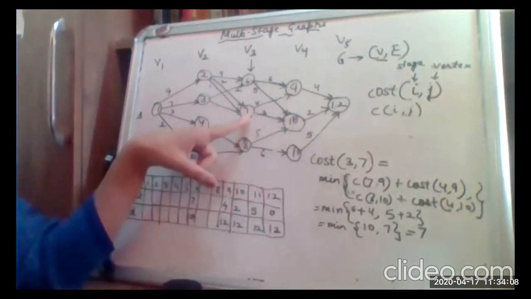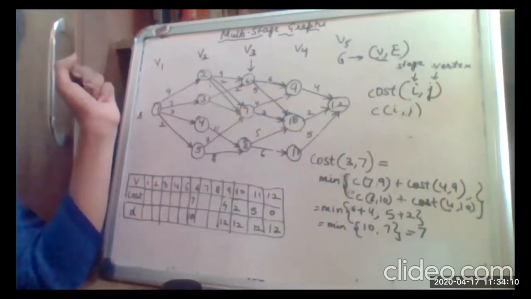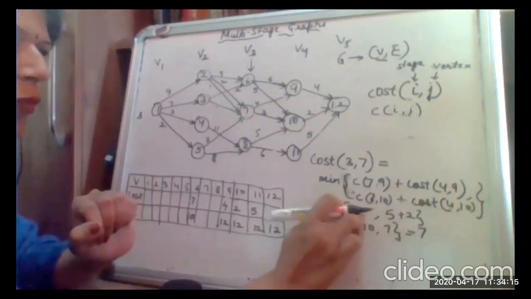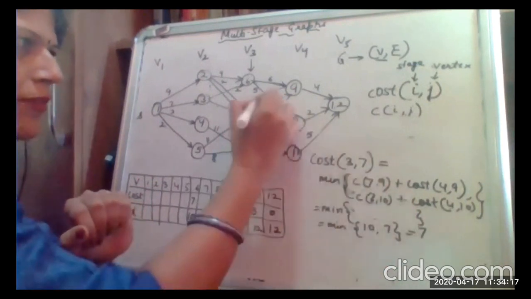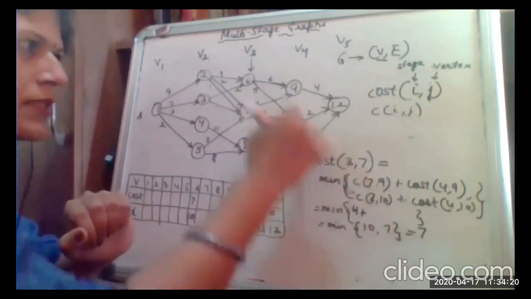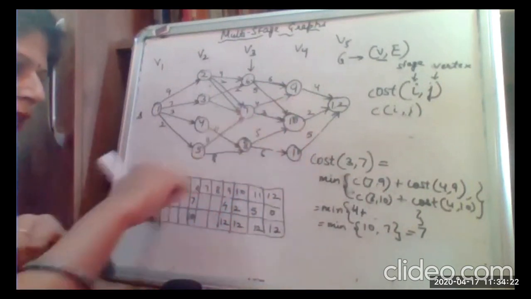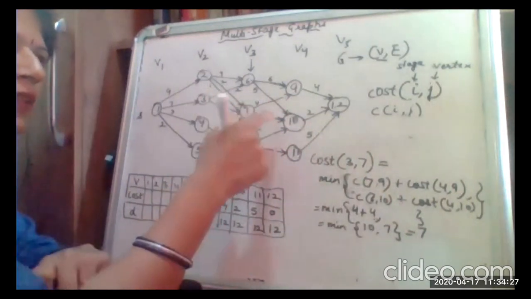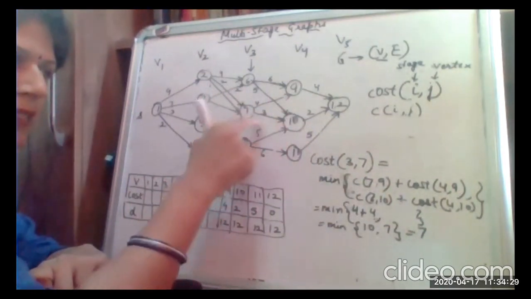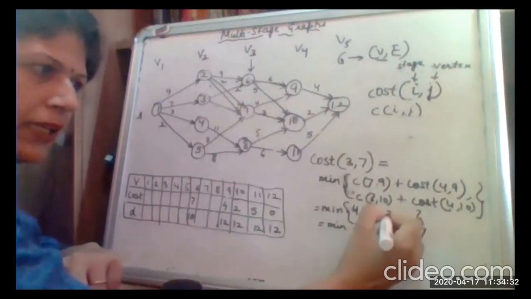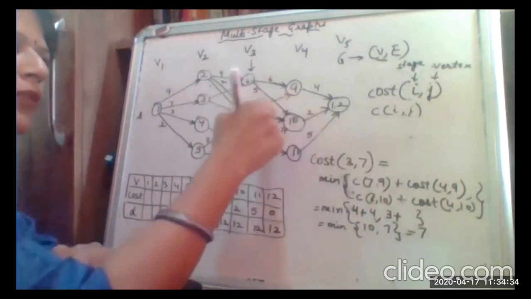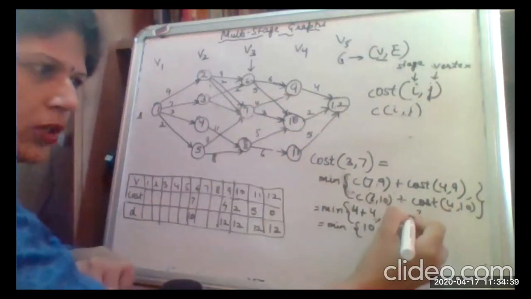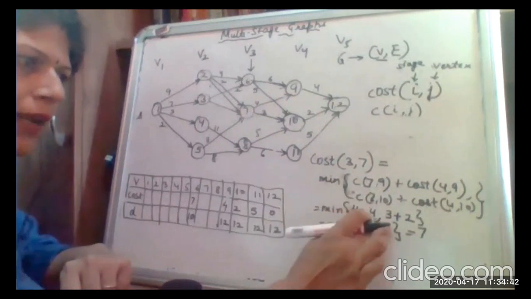Fine. So for this one, what we will have here is cost of 7 to 9 is 4. So 7 to 9 is 4 plus what is the cost of the 9th vertex? It is also 4. Cost of 7 to the vertex 10, that is this edge, is 3 plus what is the cost at the 10? So 10 is 2. So this is 8 and 5.